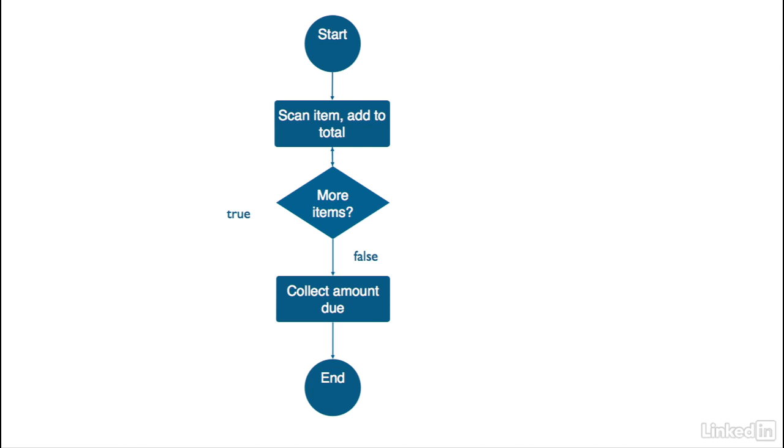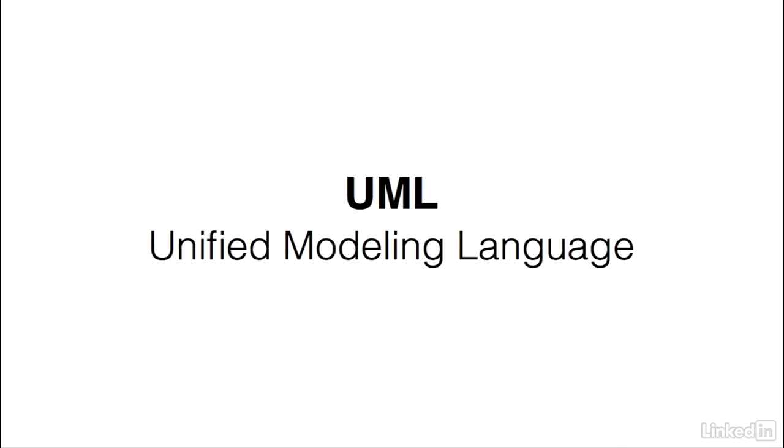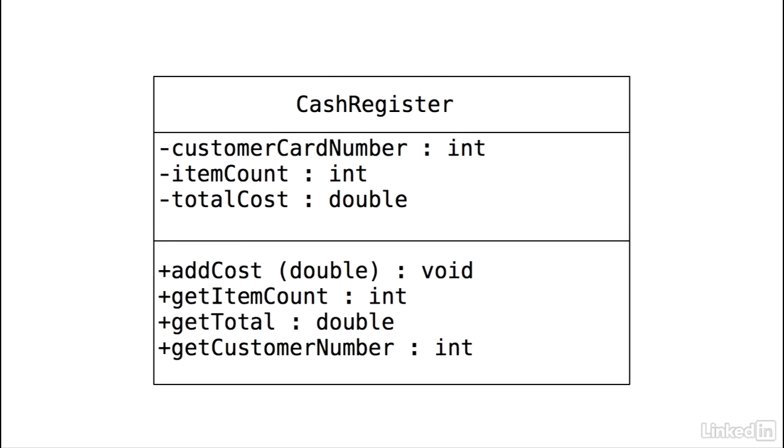Now let's take a look at another diagramming technique that we will use when we get to the section on classes and objects. This is called UML, or a Unified Modeling Language. Here's an example of a UML diagram. This diagram represents a cash register class. A neighborhood grocery store might only have one cash register, so we can model that. But if we want to allow for expansion, we can create multiple cash registers using the one class.